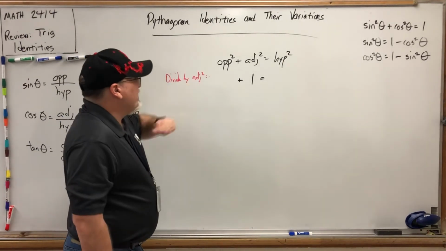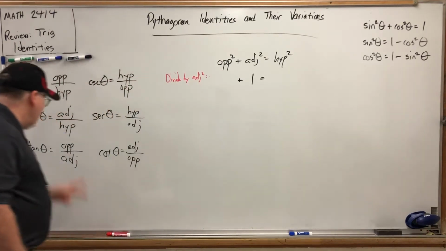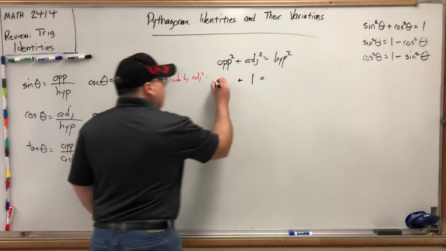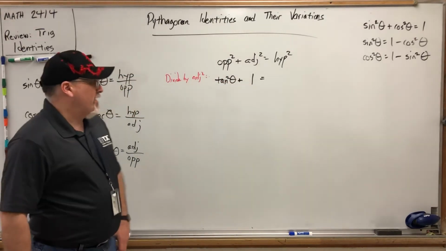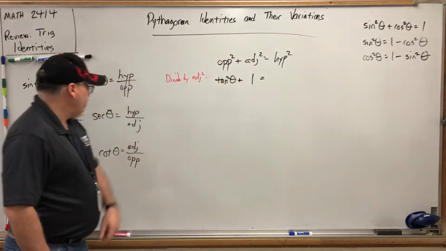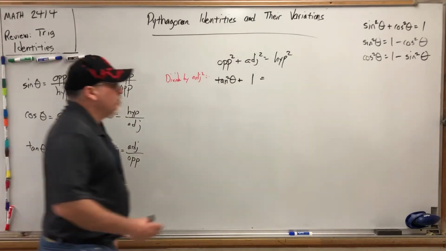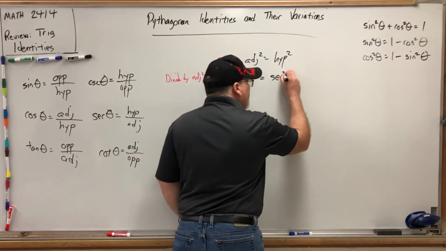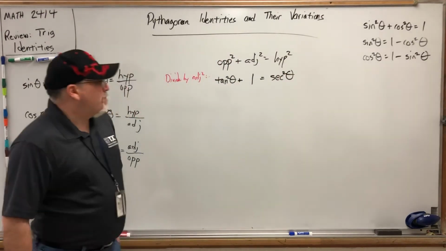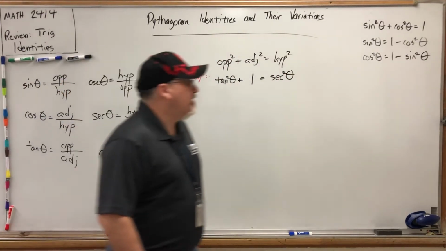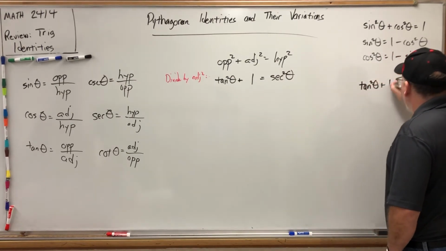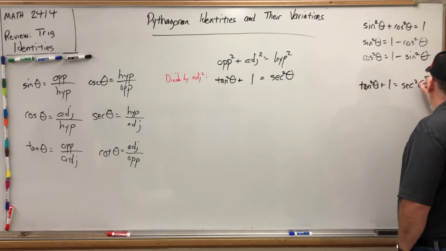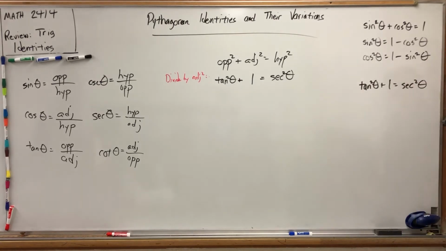On the first term, we would get the square of opposite over adjacent, but that's just the definition of tangent. So we would get tangent squared theta. And on the right side of the equal sign, we would get the square of hypotenuse over adjacent, but that's the definition of secant. And there's our second main Pythagorean identity, tangent squared theta plus 1 equals secant squared theta. And just like this one, it comes in three varieties, depending upon which term you want to isolate.